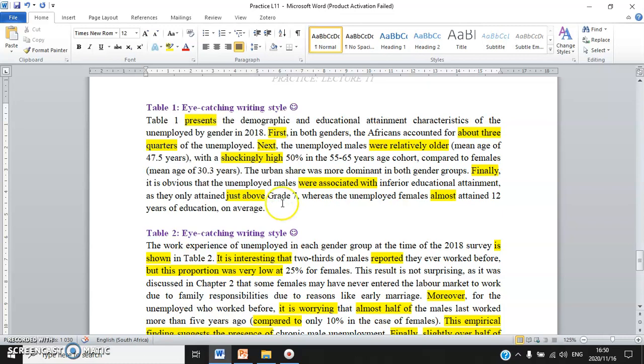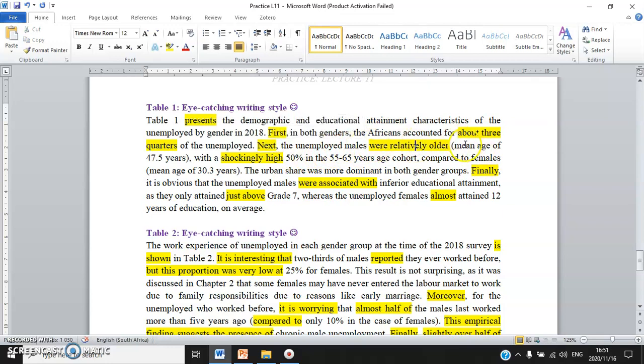Table 1. Table 1 presents the demographic and educational attainment characteristics of unemployed by gender in 2018. First, in both genders, the African share accounted for about 3/4 of the unemployed. You can see you use words instead of showing the numbers, 75%. Next, the linking word. The unemployed males were relatively older.